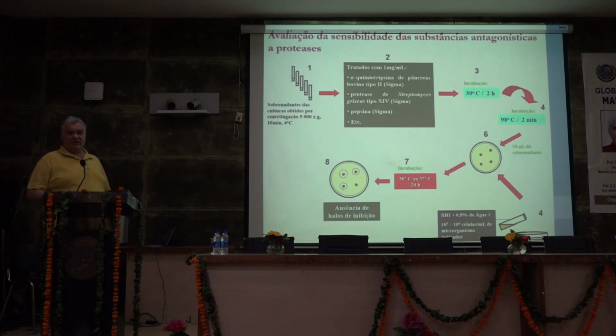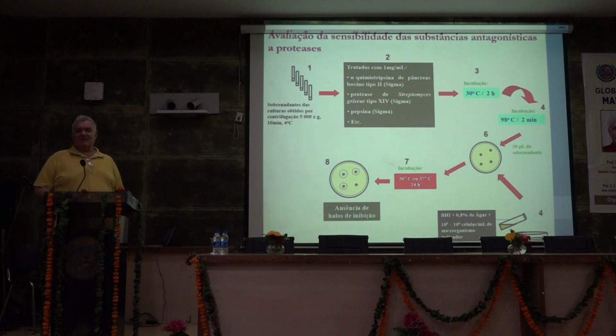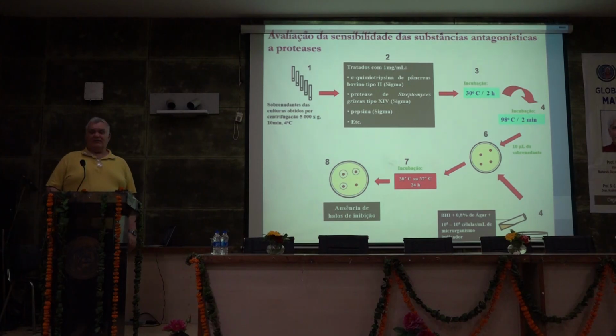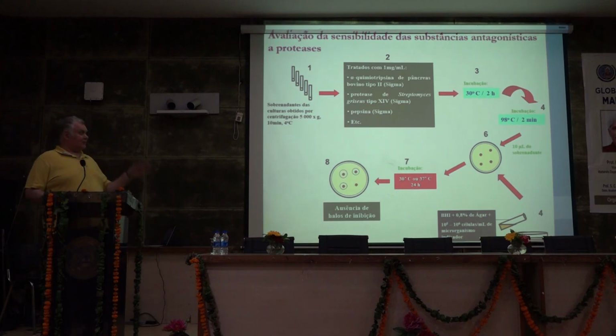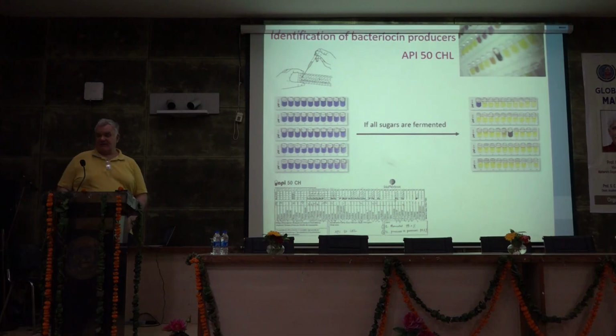If you have the inhibition zone, it means the proteolytic enzyme did not change anything, so it's not a protein. You have something different from a protein, could be diacetyl. If you have no inhibition zone, obviously this is a bacteriocin. Of course, you need to have the controls. You put a pure enzyme, you put the denatured enzyme, you can put a sample not treated with the enzyme to be sure that everything is okay. But then it's coming to another point.